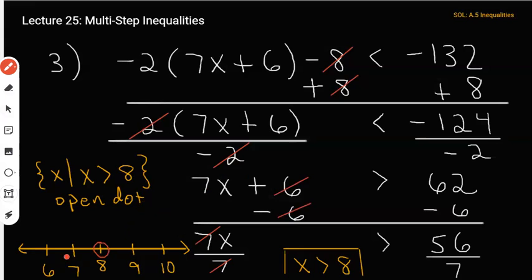Which way am I going to shade? To the left or to the right? Yep. Just like that. And it's to the right because I need numbers that are greater than 8. So I need to pick up all the numbers like 9, 10, 11, and so on. So I'm going to write shade to the right up here. And that's multi-step.